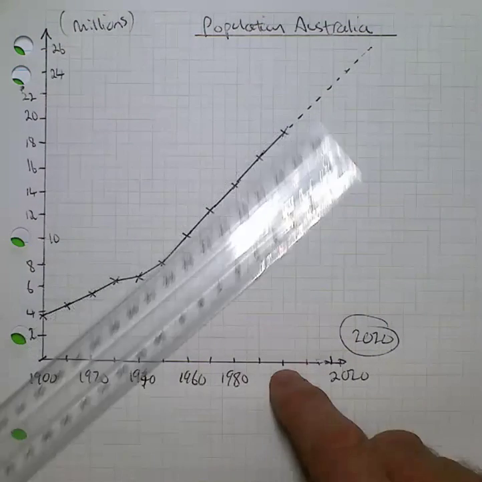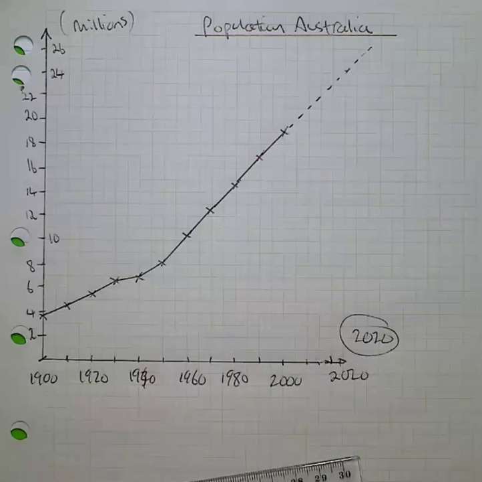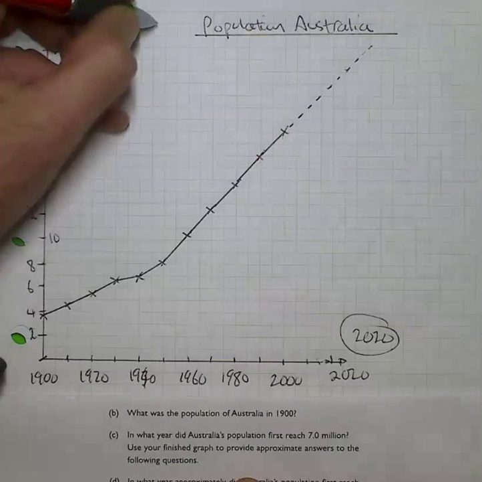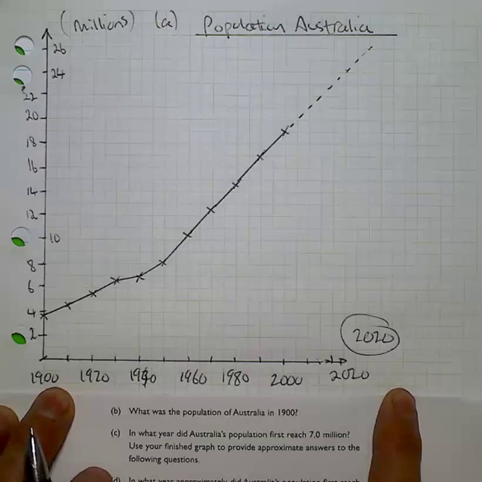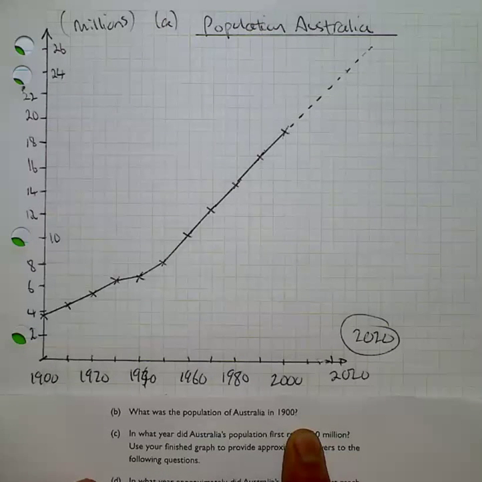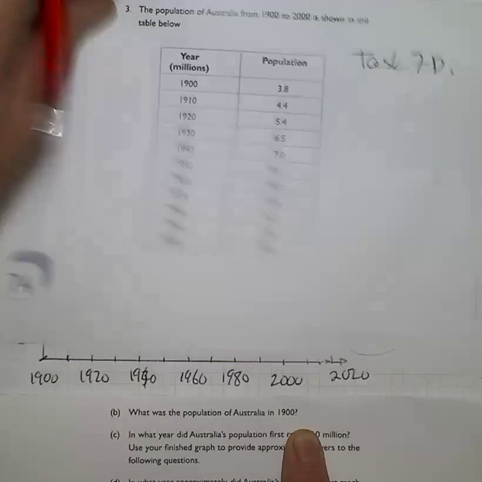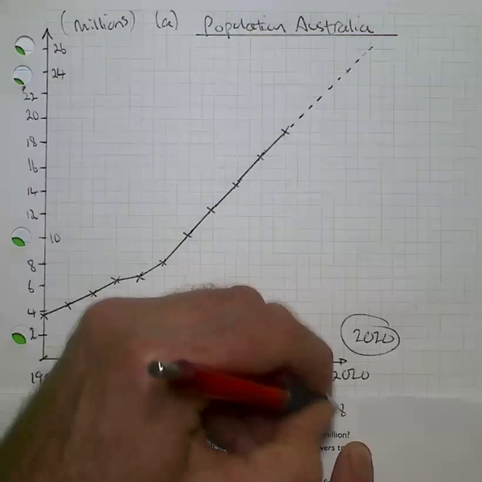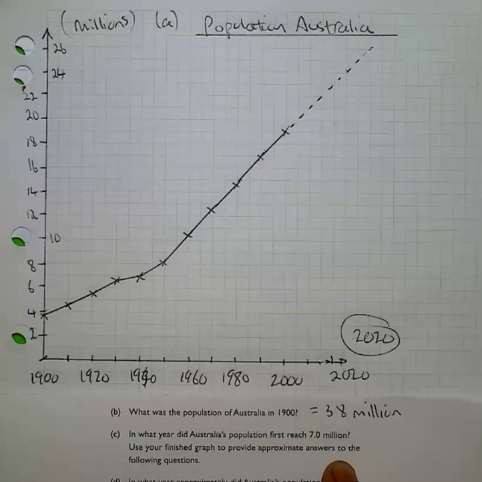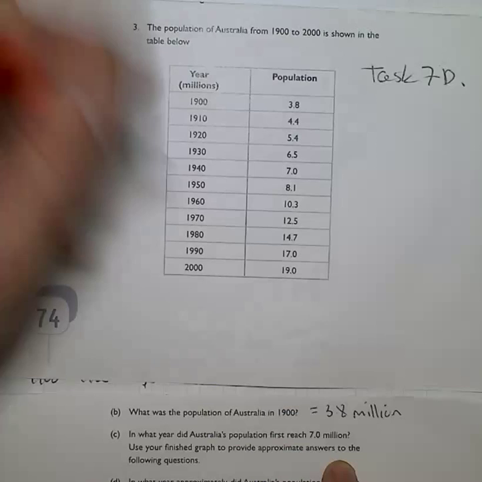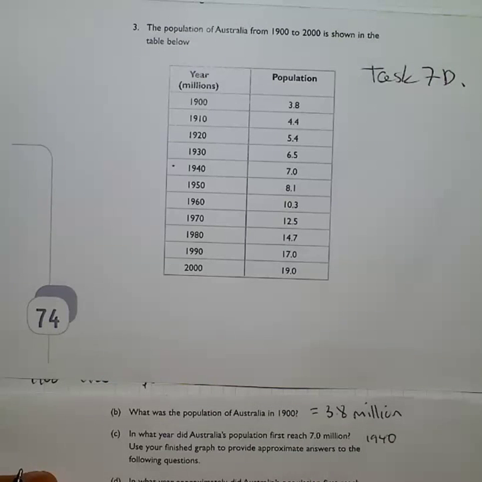Please notice everything beyond 2000, I don't have my data table. To go beyond the rest of this question, I'm going to use the graph. Obviously, I've drawn the graph. For 1900, I'm just going to go straight to the table. On the table, it was 3.8 million. Now, in what year did Australia's population first reach 7 million? Once again, I've got that data figure straight off the table. So the graph really hasn't come to the fore.